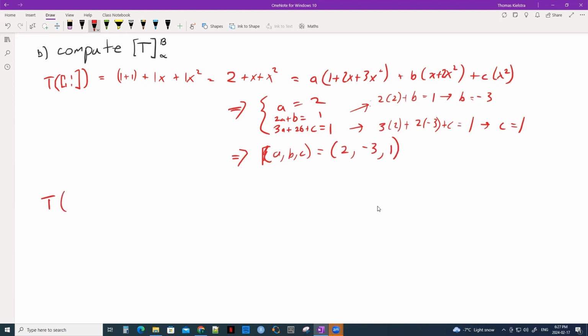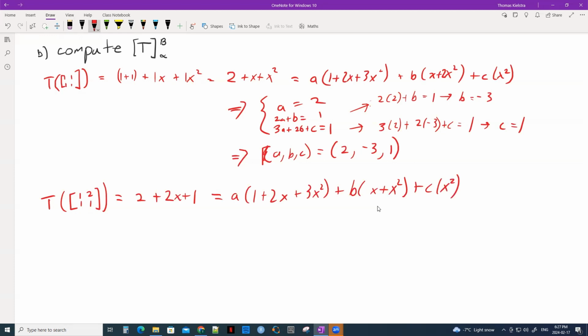Now what about T of 1, 2, 1, 1? This is going to equal 2 plus 2x plus 1x squared, and this is going to be equal to a times 1 plus 2x plus 3x squared plus b times x plus x squared plus c times x squared. So this gives us the system of equations: A equals 2, 2A plus B equals 2, and 3A plus 2B plus C equals 1.